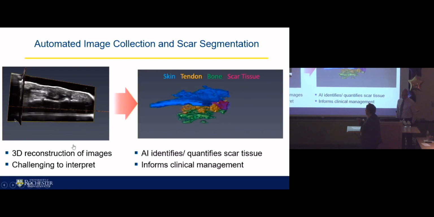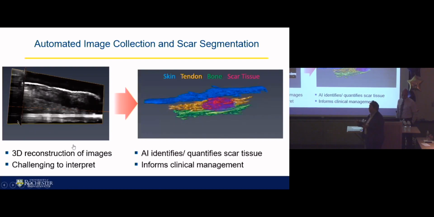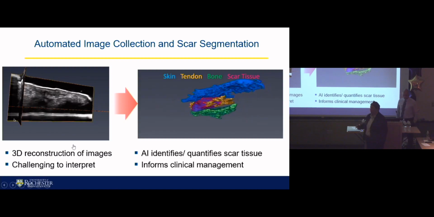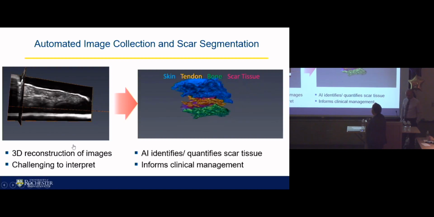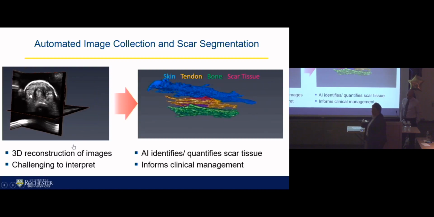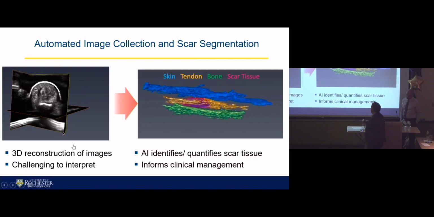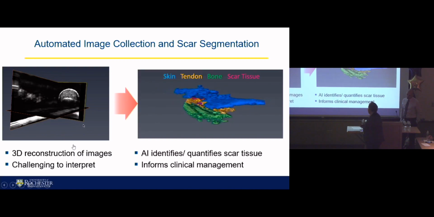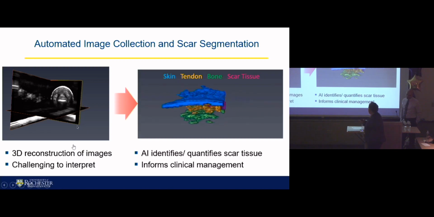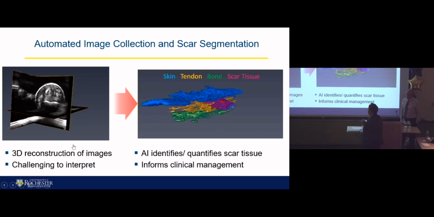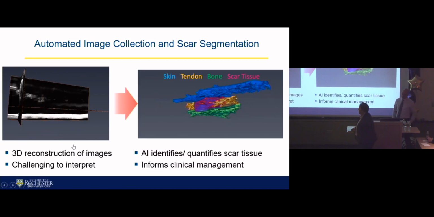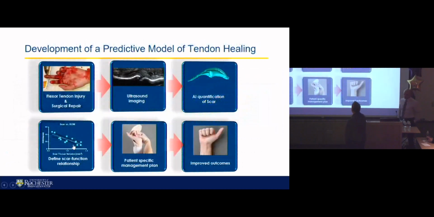And the goal is, like we mentioned, to take all these images, to train the machine so that we can go from these images that are somewhat difficult to interpret to actually having a real-time reconstruction of all of these different anatomical features so that we can see the relationship between the tendon and the scar, which is really going to be critical to provide clinicians immediate feedback on how their patient is doing so that they can then inform the physical therapy.